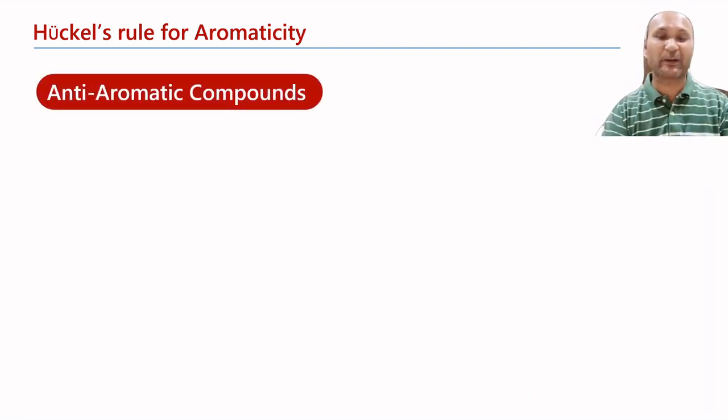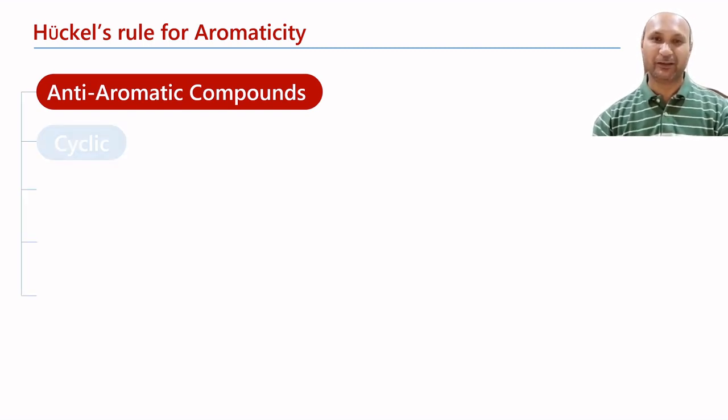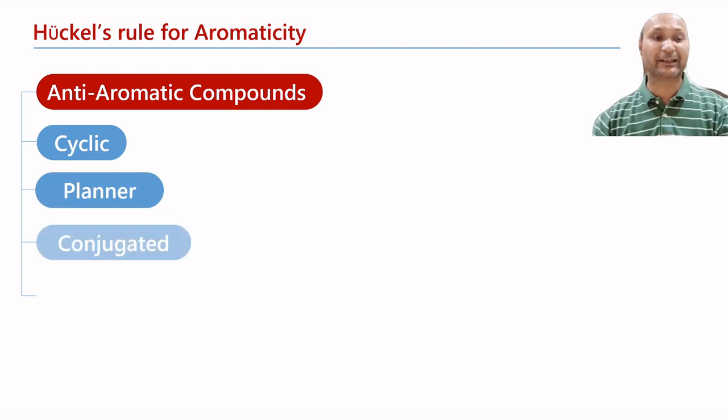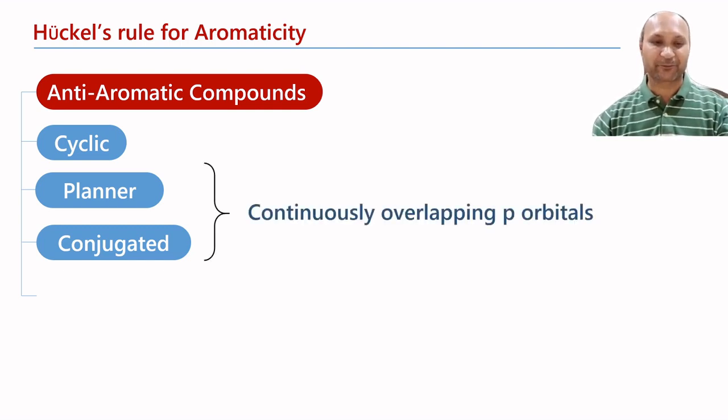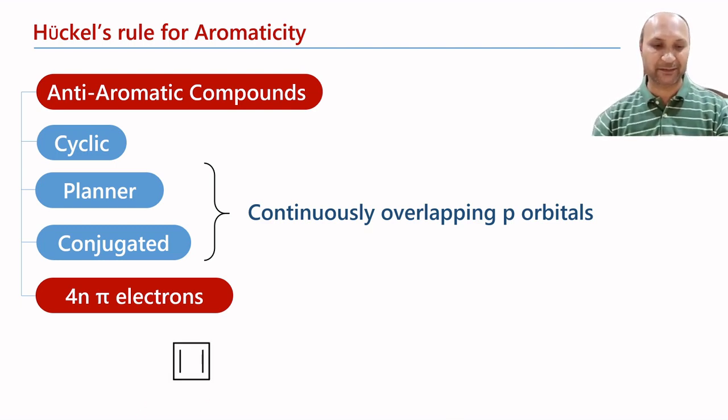Now these anti-aromatic compounds have some interesting things. For example, they fulfill most of the criteria for aromaticity. So they are cyclic in nature, they are planar in nature, they are conjugated in nature. So all these three criteria are fulfilled by these anti-aromatic compounds except one, and that is they do not have 4n plus 2 pi electrons but 4n pi electrons.